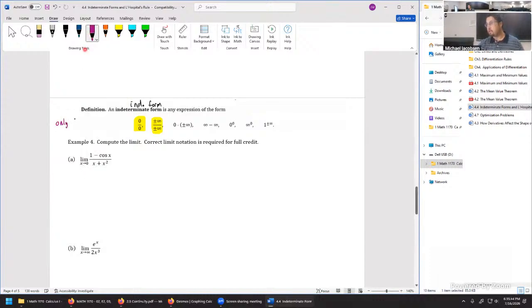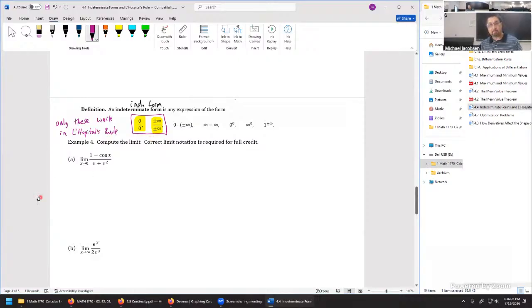Only these work in L'Hopital's rule. So these are the common ones that occur, but we're also going to see in example number 4, the other types that can occur as well.